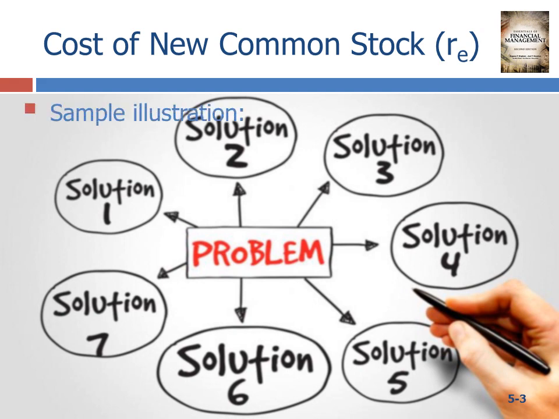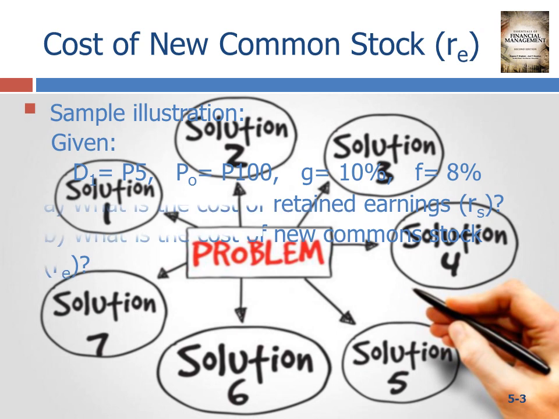Next is a sample illustration. So we're given D1, the expected dividend, is 5 pesos, the stock price is 100, the growth rate of dividend is 10%, and the flotation cost is 8%. If silent, it's 8% of the stock price. So questions: A, what is the cost of retained earnings, R sub S, cost of internal equity. B is the cost of new common stock, R sub E.